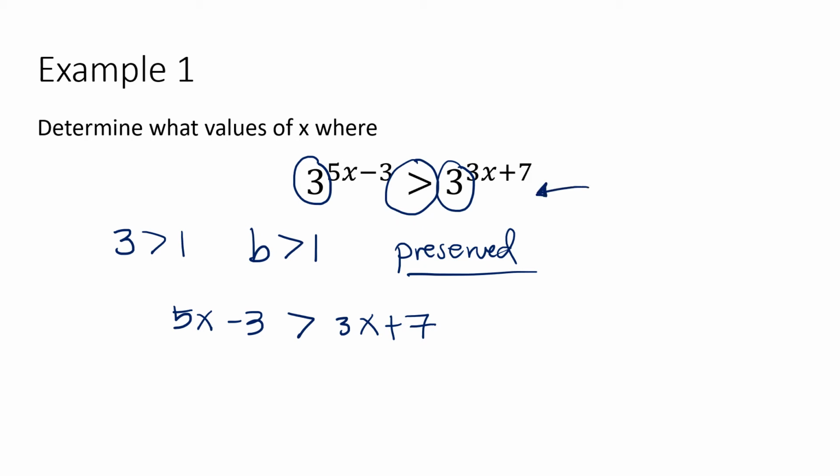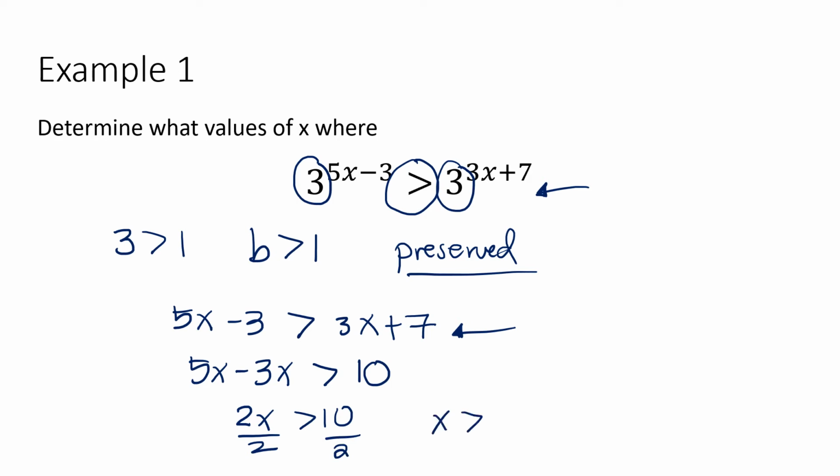Solving this is now solving the new inequality. If you manipulate the inequality, this will be 5x minus 3x greater than 7 plus 3, which is equal to 10. So 2x is greater than 10, divided by 2, then x is greater than 5. This is the solution set for this inequality. In another form, the answer is from 5, not including 5, up to positive infinity.